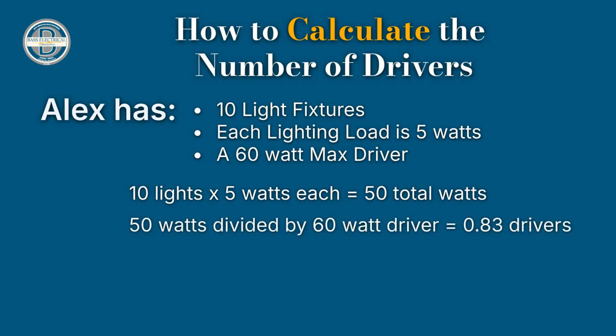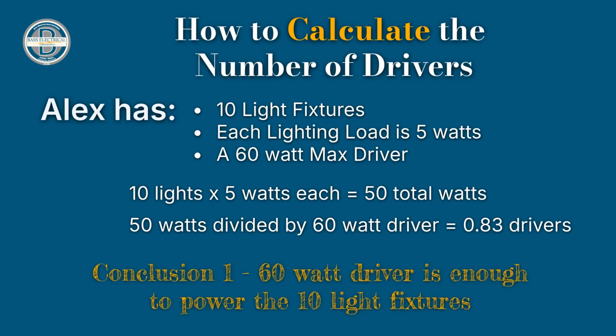Next, he divides the total watts by the driver's capacity. 50 watts divided by 60 watts equals approximately 0.83 drivers. Since Alex can't use a fraction of a driver, he concludes that one 60-watt driver is enough to power the 10 light fixtures. Now let's get a full understanding of the entire wiring system.